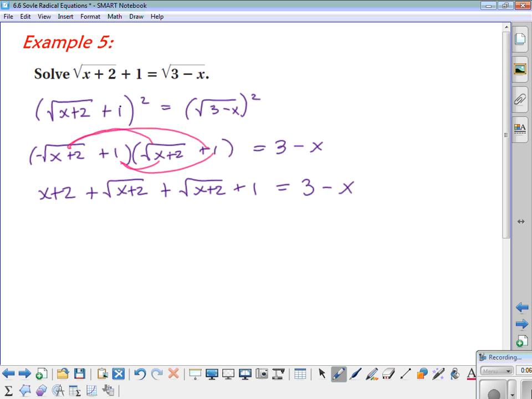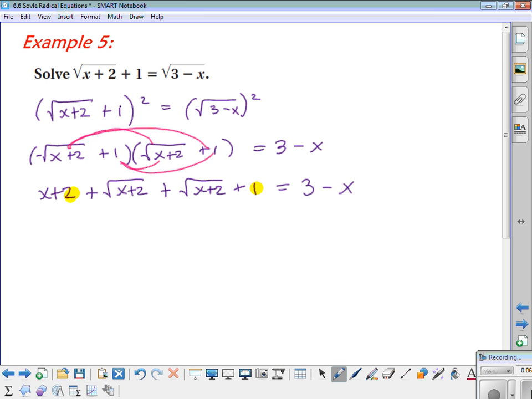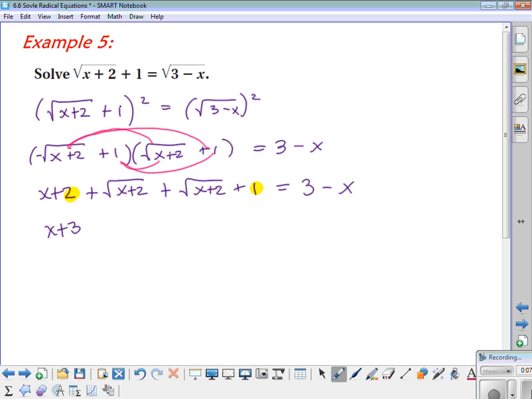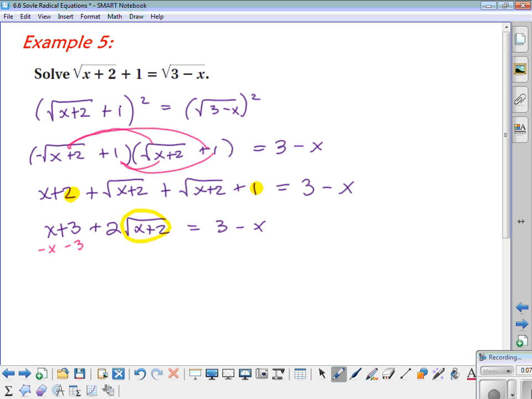So now I can combine my like terms. I've got 2 and 1, so I'll add those two together and get 3. And then I also have 2 of the radicals, so plus 2 times the square root of x plus 2, and that's going to equal 3 minus x. So now I need to isolate my radical that's left over, the square root of x plus 2. So in order to do that, I'm going to subtract the x and the 3 from both sides.